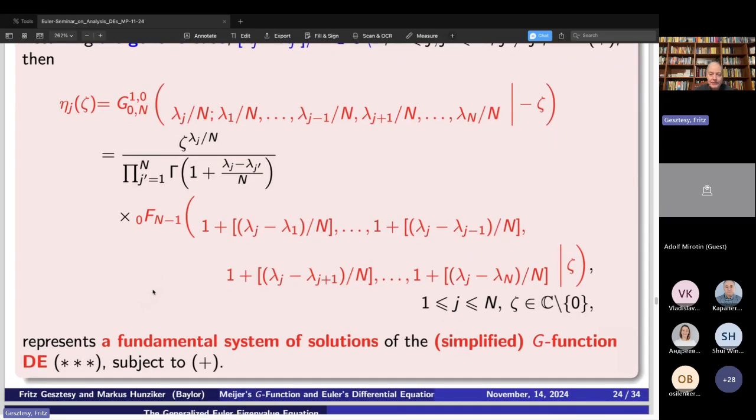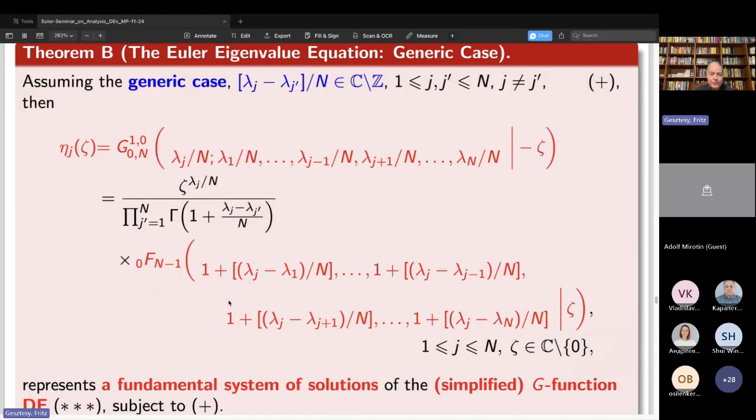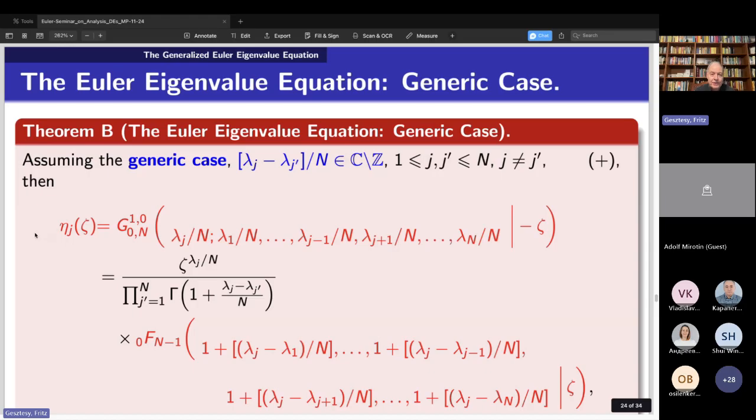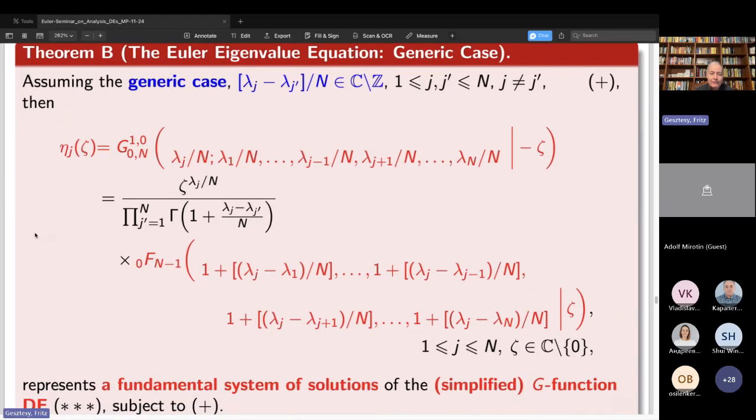So this is the generic case. So you see the differential equation was of order n. We can go back to that for a second. Here it is again. This is the differential equation, the Euler eigenvalue differential equation if you want. Here's our differential operator, differential expression to be more precise, regarding Euler. And here is, in the generic case, a fundamental system of solutions in terms of just generalized hypergeometric functions. So you would not need Meijer for that.